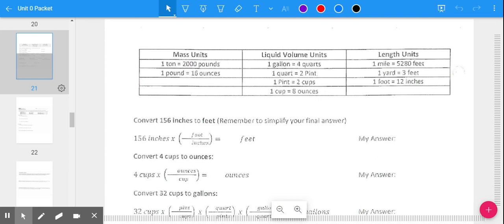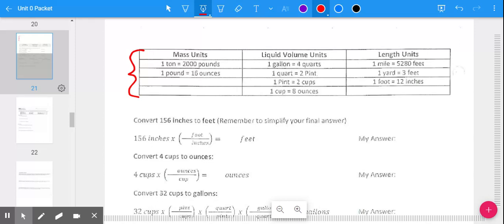So this page takes it to the next step. This time we're doing standard conversions, things that you may see on a day-to-day basis or every once in a while. At the very top, there are several conversions that you may need in order to get these things done. The first one says, convert 156 inches to feet.